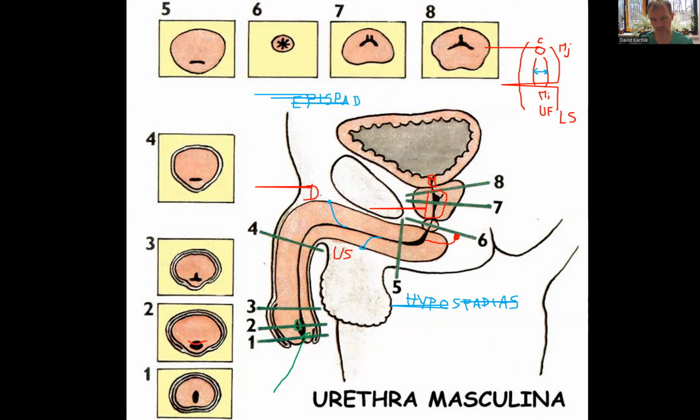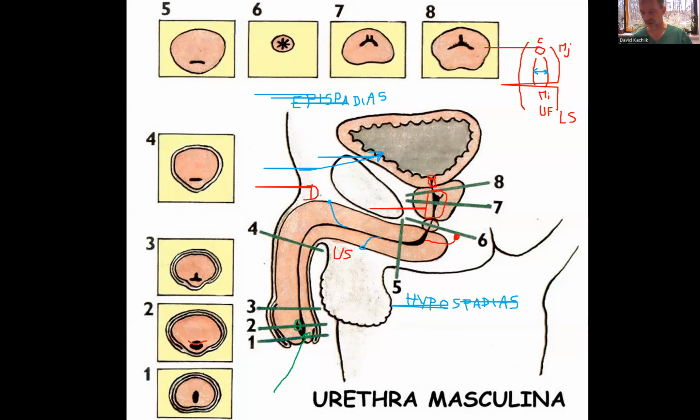Epispadias. And why does it happen? You may know that the anterior abdominal wall, its inferior part, fuses from the sides like this. If it does not fuse, it can produce a developmental defect called gastroschisis. If it fuses only a bit, it can produce an exstrophy of urinary bladder. So the urinary bladder also opens ventrally.